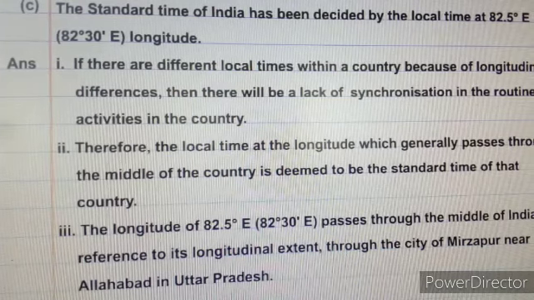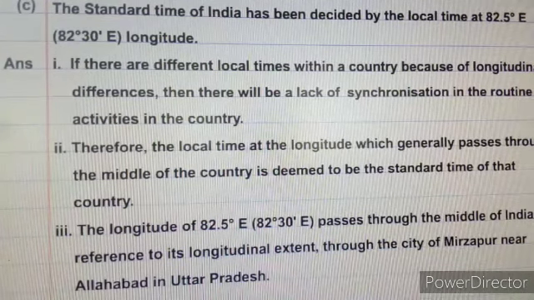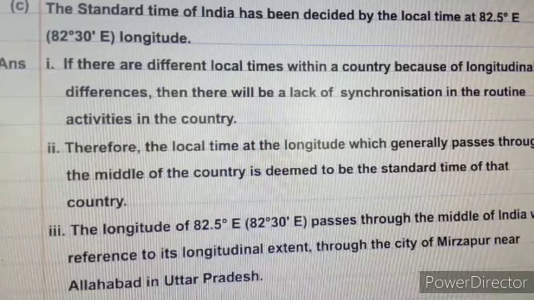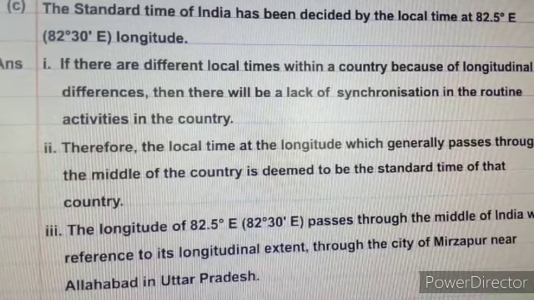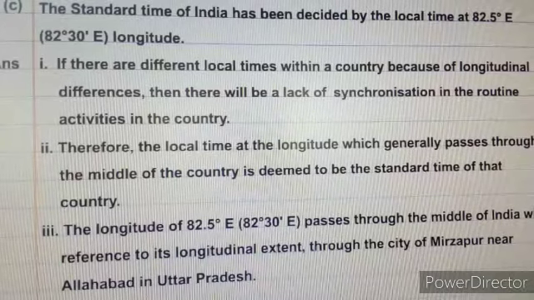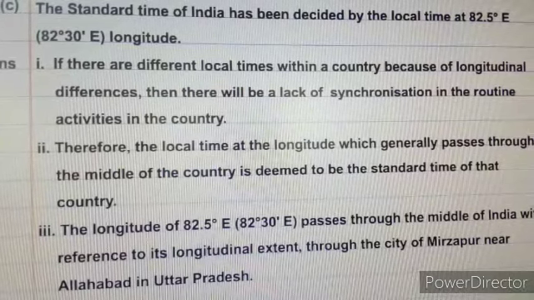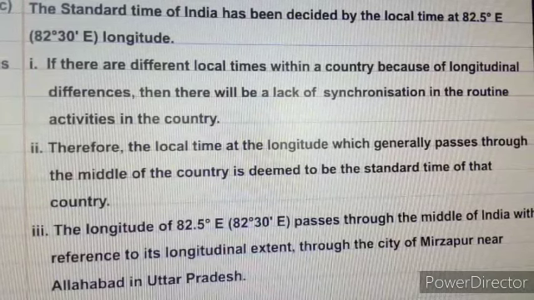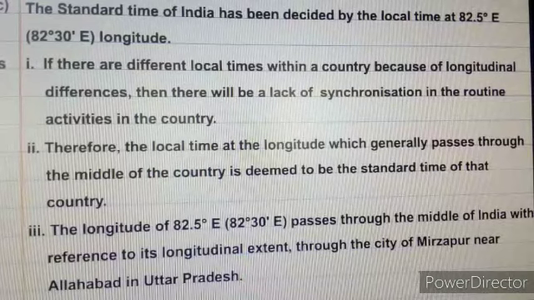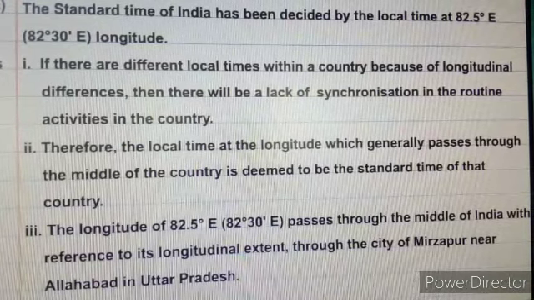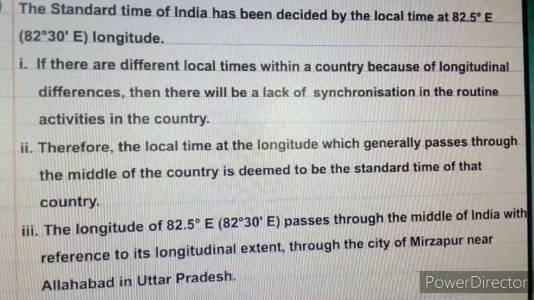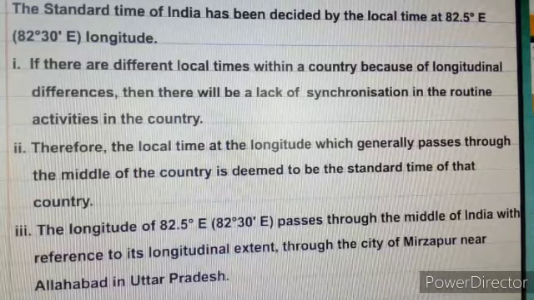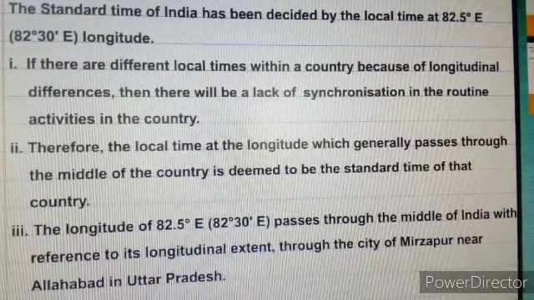C. The standard time of India has been decided by the local time at 82.5 degree east longitude. Answer. First point, if there are different local times within a country because of longitudinal differences, then there will be a lack of synchronization in the routine activities in the country. Second point, therefore, the local time at the longitude which generally passes through the middle of the country is deemed to be the standard time of that country.